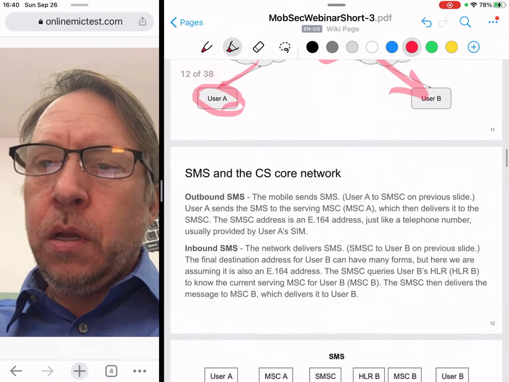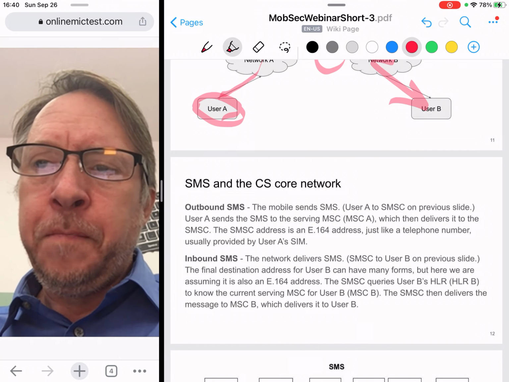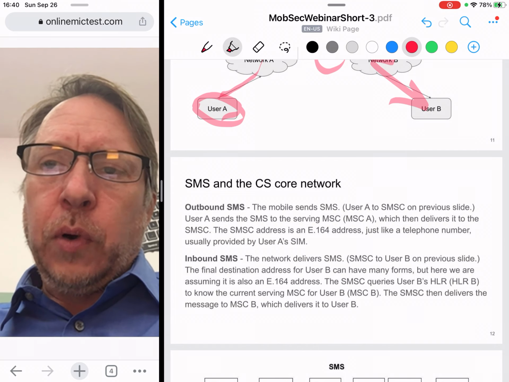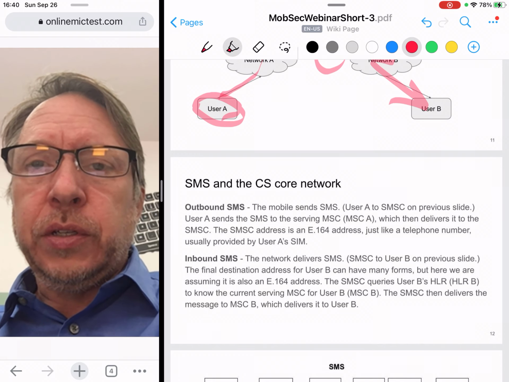So we're going to talk a little bit about how these travel. Outbound SMS, and again, you might do well just to look at the image on slide 11 while I talk about this. For outbound SMS, the mobile device sends SMS. It goes through the MSC in the serving network and then gets delivered to the SMSC. Now the SMSC has an address.